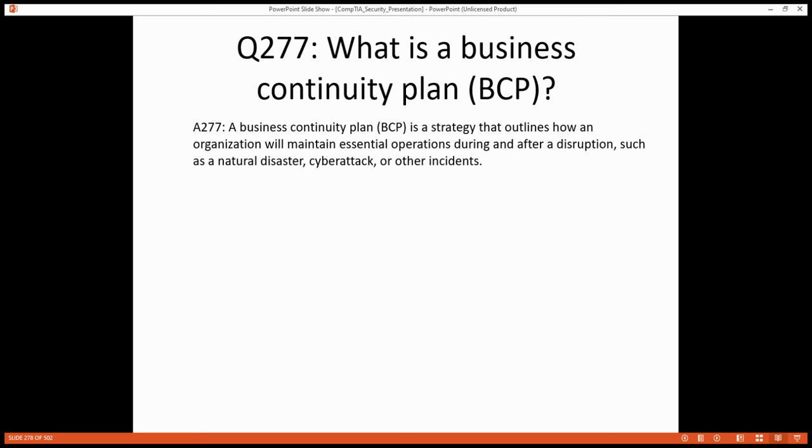Q277. What is a business continuity plan (BCP)? A277. A business continuity plan, BCP, is a strategy that outlines how an organization will maintain essential operations during and after a disruption, such as a natural disaster, cyber attack, or other incidents.